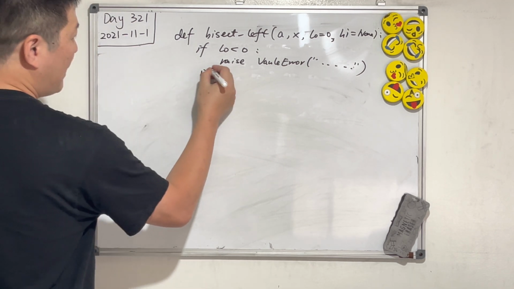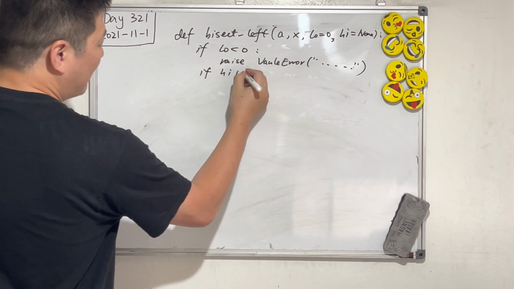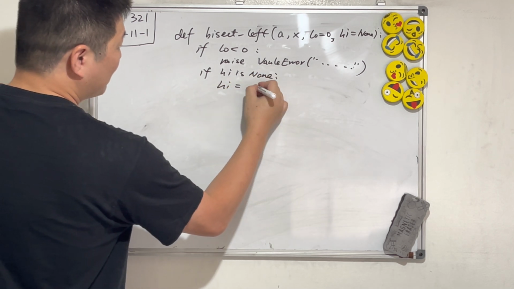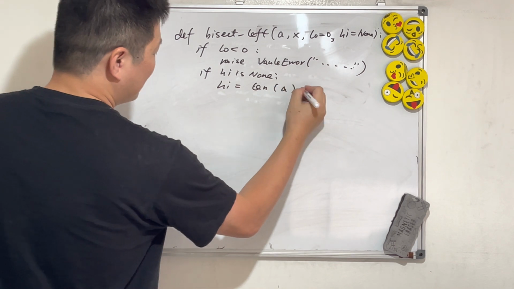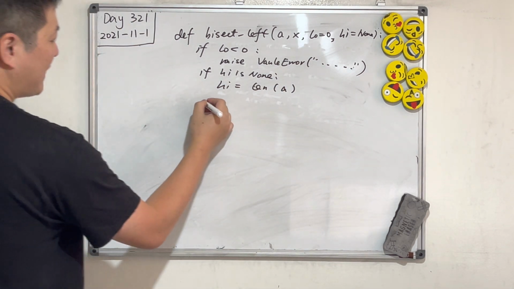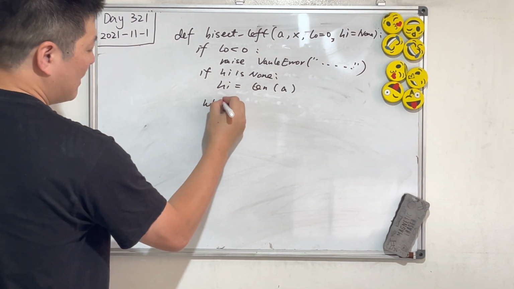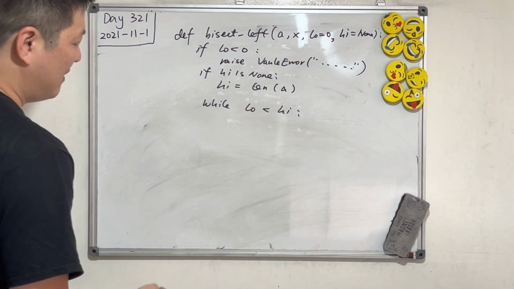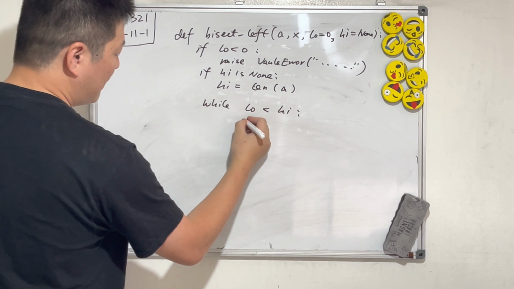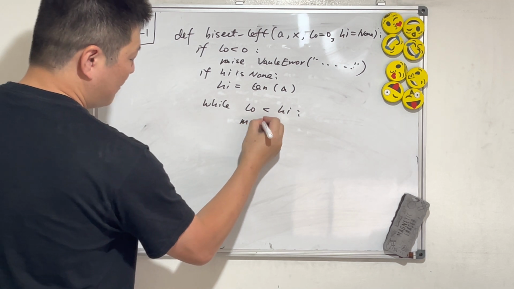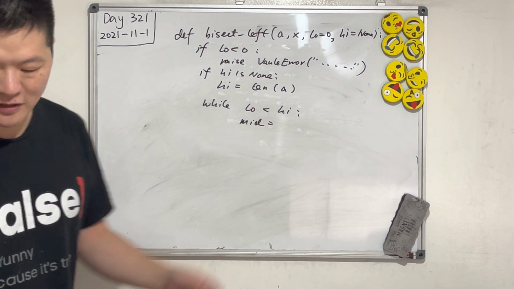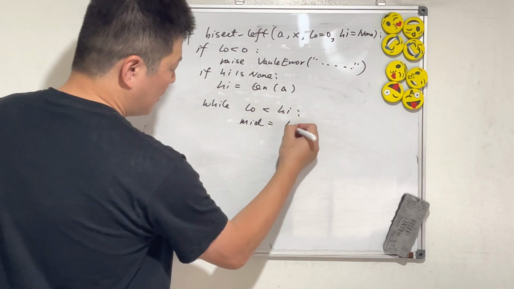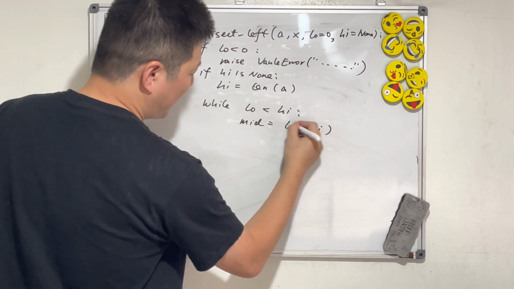Then look, if high is None, then high will be equal to the length of A. Now we can say while low is smaller than high, what is mid? How do I get the middle if I have a lower and an upper? Upper minus lower, divided by 2.